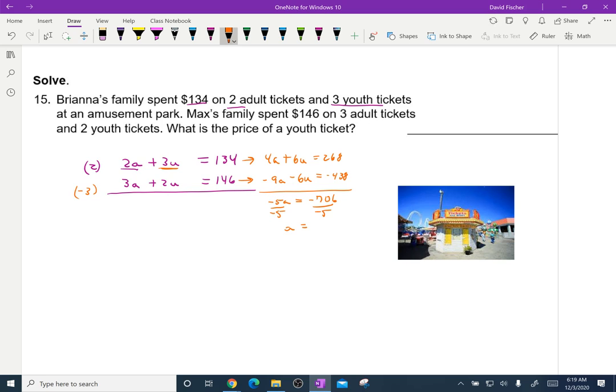So what am I dividing by, 5 here, I believe? Okay, so I'm getting $141.20. Kind of a weird number, so I want to check over my work here, make sure I did everything right. Negative 9, 6 U's, 146, 134. All right, so I'll check it at the end here, because that's kind of a weird number for an adult ticket.